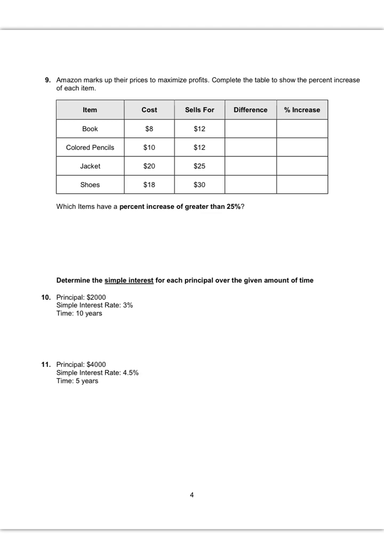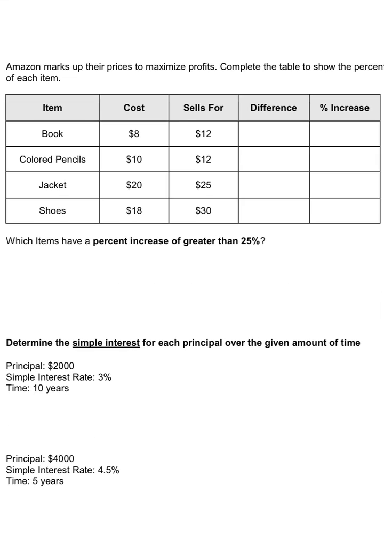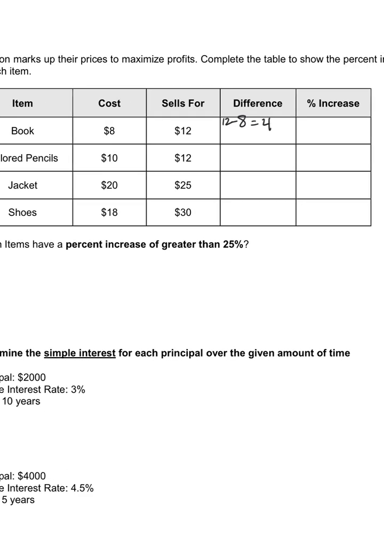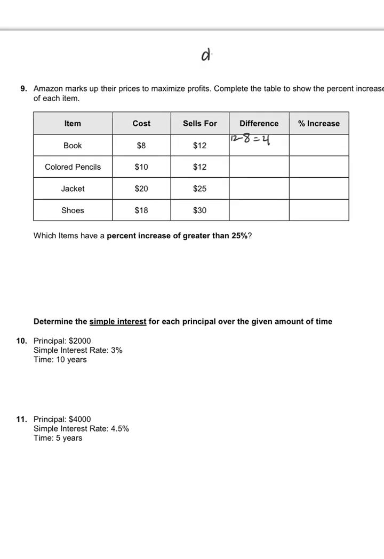For the book, it cost Amazon $8 to purchase the book, but they sell it for $12. So I need to find the difference between the two. So I'm going to have 12 minus 8, which is going to be 4. To find the percent increase, remember this is your difference over the original is equal to percent over 100. So it's going to be 4 over 8. And I already know that 4 is half of 8, which is a 50% increase.